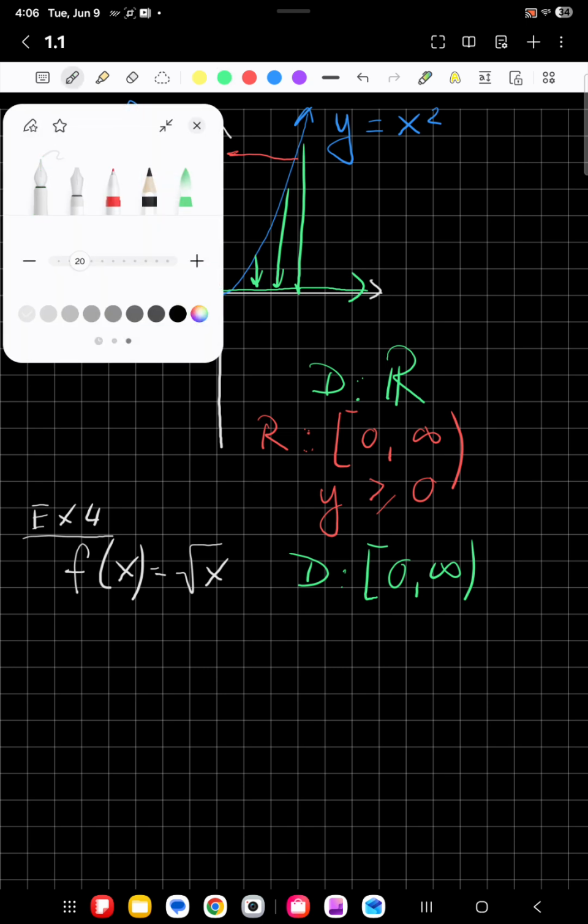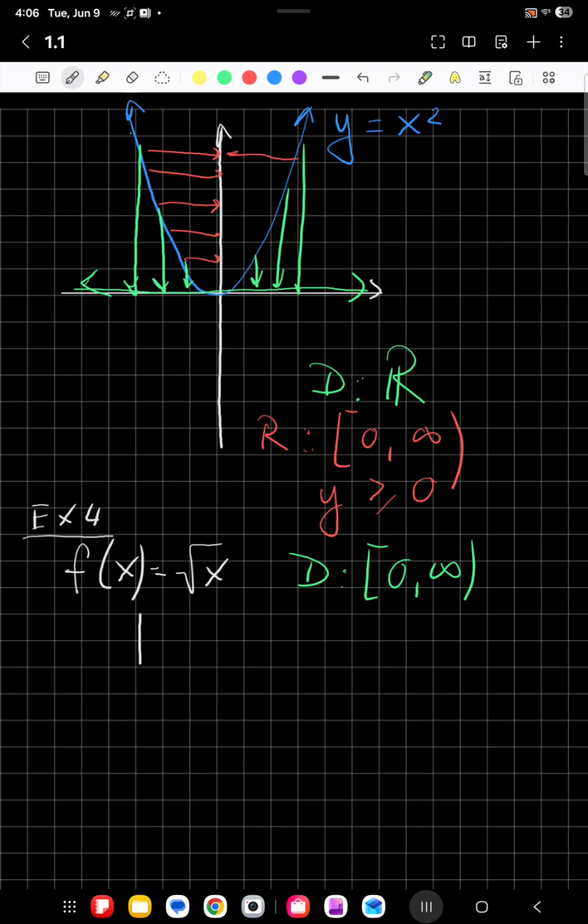I hope you know how the graph looks for the square root of x. We could just plug in a couple of numbers. For 0, I get 0. Let me take a different color, maybe blue. For 0, we get 0. For 1, the square root of 1 is 1. The square root of 4 is 2. And we could keep going, but we already see what's happening.